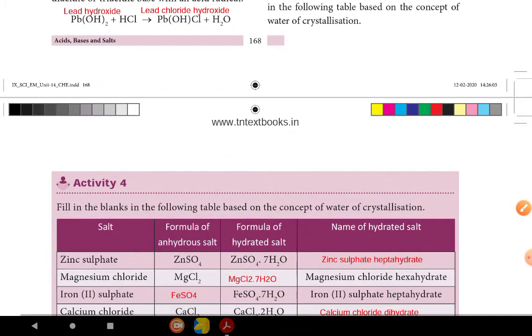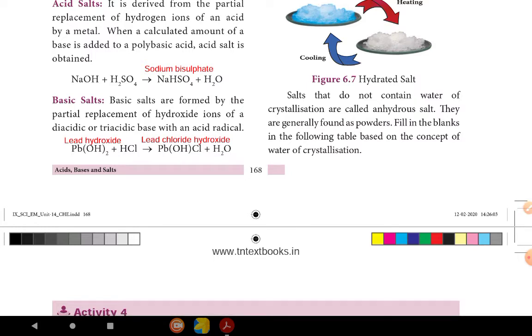Let's pass on. And see here, there's a hydrated salt. Salts that do not contain water of crystallization are called anhydrous salts.